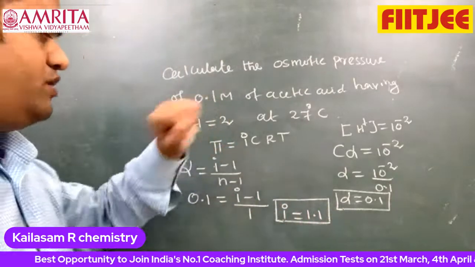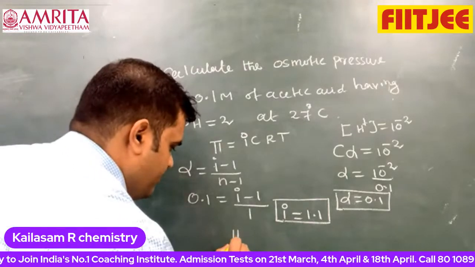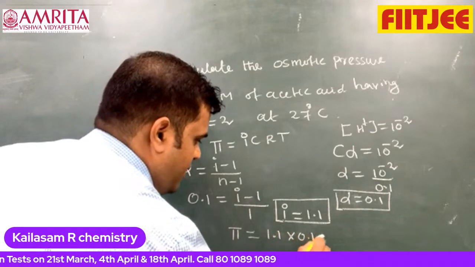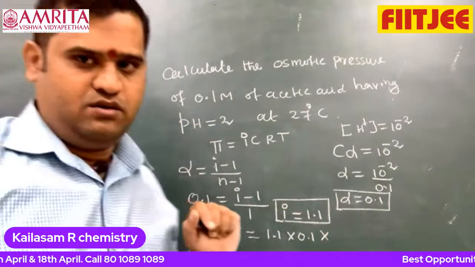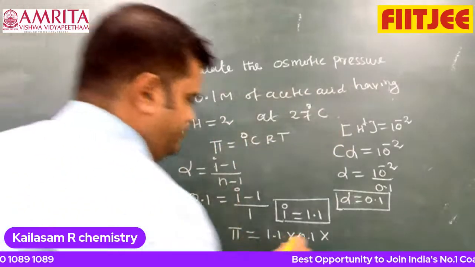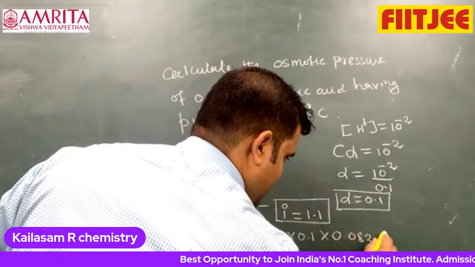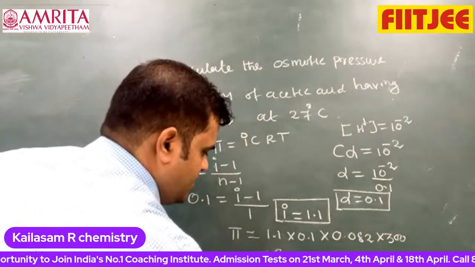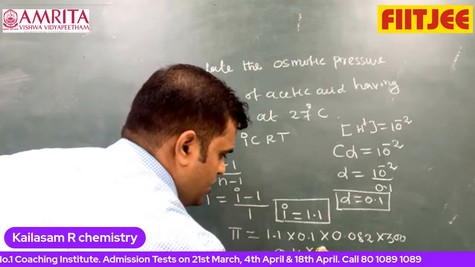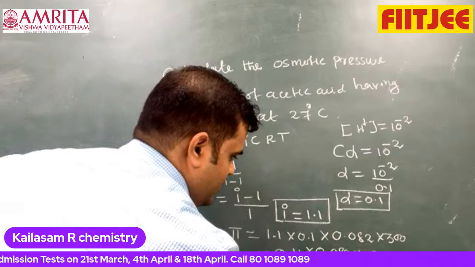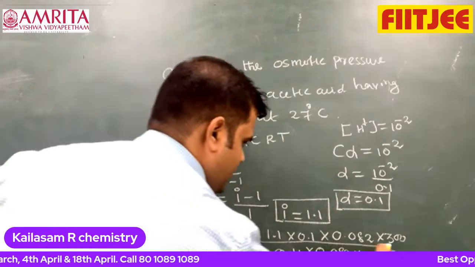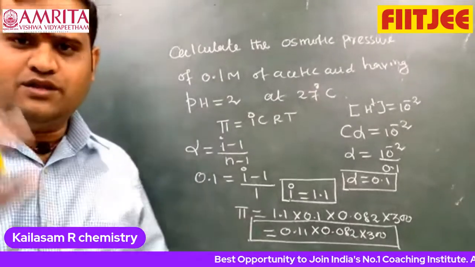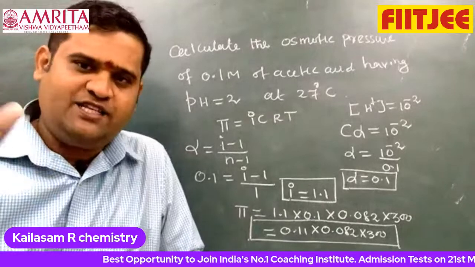Now, I want to find out pi. i is 1.1, concentration is 0.1. R value is very important, 0.082, into 300. So now we can write this as 0.11 into 0.082. This is the answer. These types of questions you may expect in the JEE. Next question.